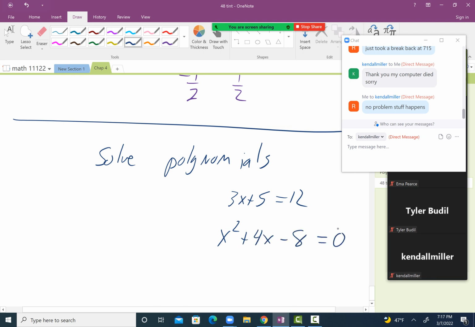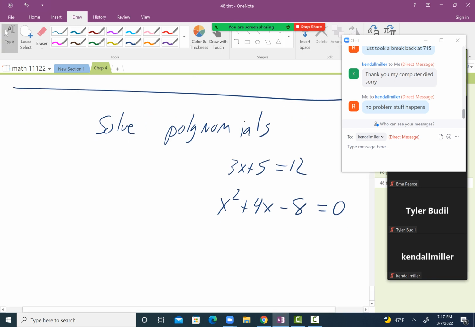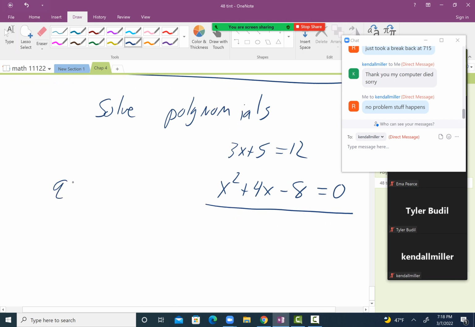equals 0. Most quadratics need to be set equal to 0 before you can solve them. There are some that don't have to be, but most of them do. All right. The easiest way to solve these, the way that works all the time, is using the quadratic formula. So we're actually going to use the quadratic formula tonight. So it's not a bad idea to take a quick gander at it.